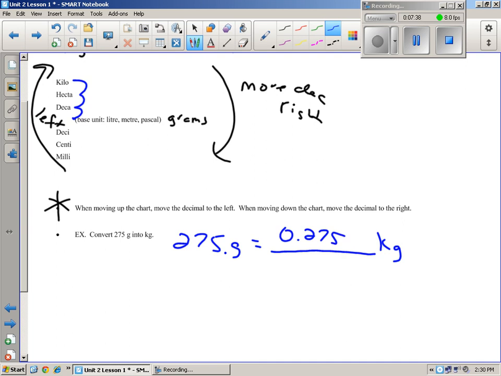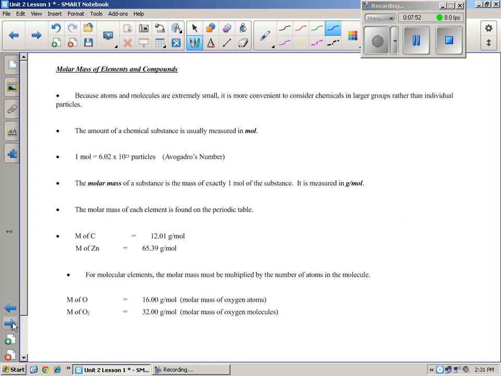And that works out to be 0.275 kilograms, right? If you have a smaller unit of measure and you're going to kilograms, you'd expect to have less of that, okay? You got less of a bigger thing, yes? All right. So make sure you know how to adjust those.